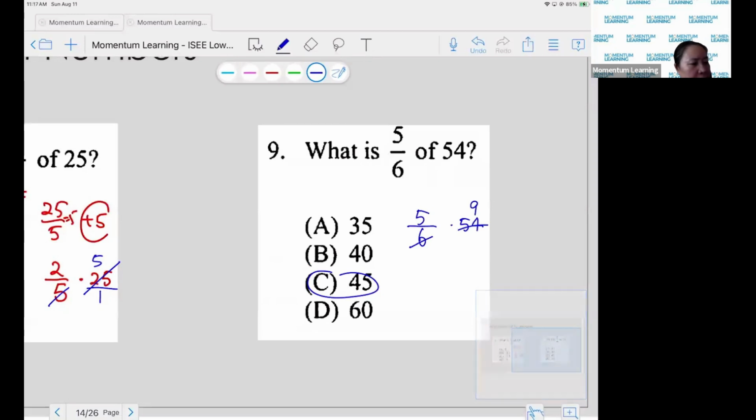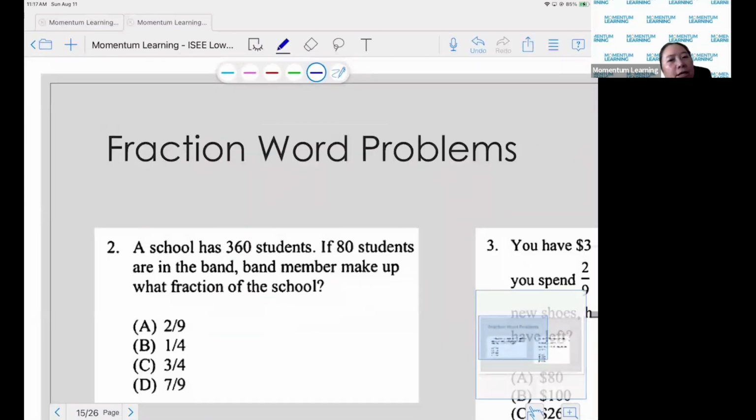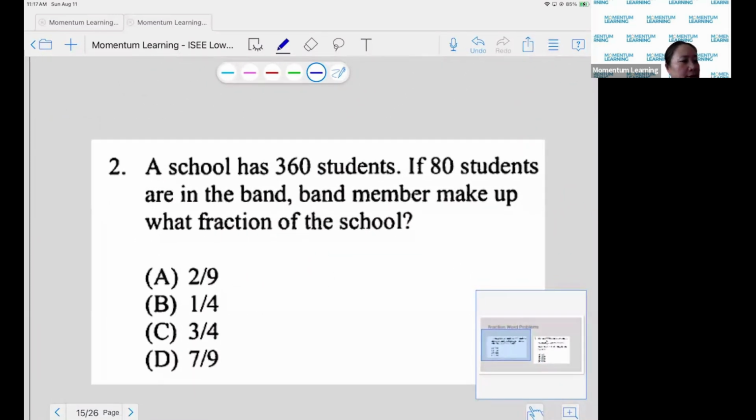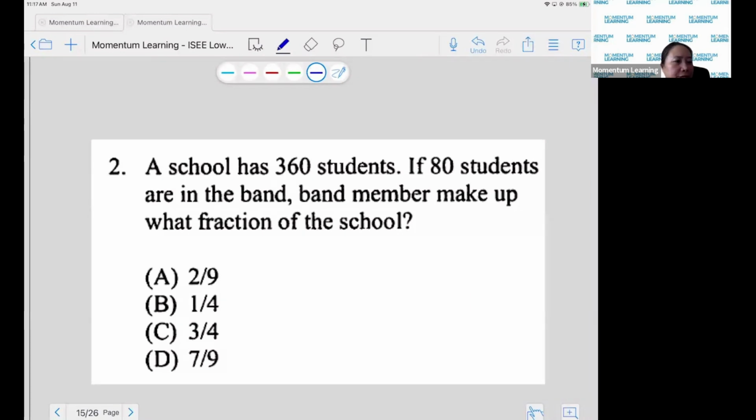Okay, let's move on to the next topic. Now let's look at some word problems. So let's look at the first one. Okay, I want to read it. You guys can read much faster than me. So this time we asked for the fraction. What fraction of the school do the band members make up?